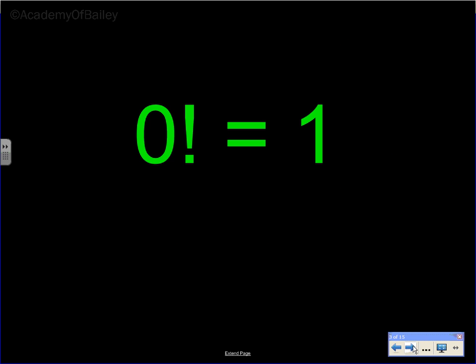Okay, there is a special case: 0 factorial. 0 factorial is going to be 1. 0 factorial is always 1.